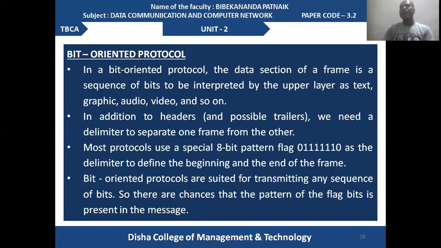So most protocols use a special 8-bit pattern flag, that is in this case 0 followed by six 1s and followed by 0 as the delimiter to define the beginning as well as the end of the frame. Most protocols in the subsequent layer normally depend upon the 8-bit pattern, that is the flag. So the flag normally contains the first 0 then followed by 1 1 1 1 1 1, that is six 1s, then followed by 0 as the delimiter mark for the starting as well as ending of the frame.